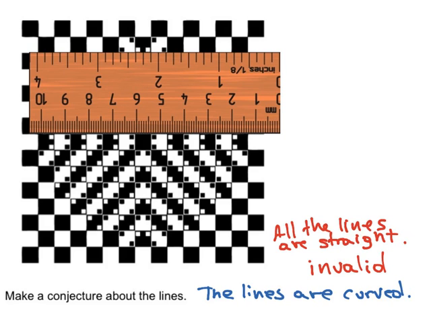So whenever we have a conjecture, we need to see if the conjecture is valid. If we find what's called a counterexample to show that it is invalid, then the conjecture is false.